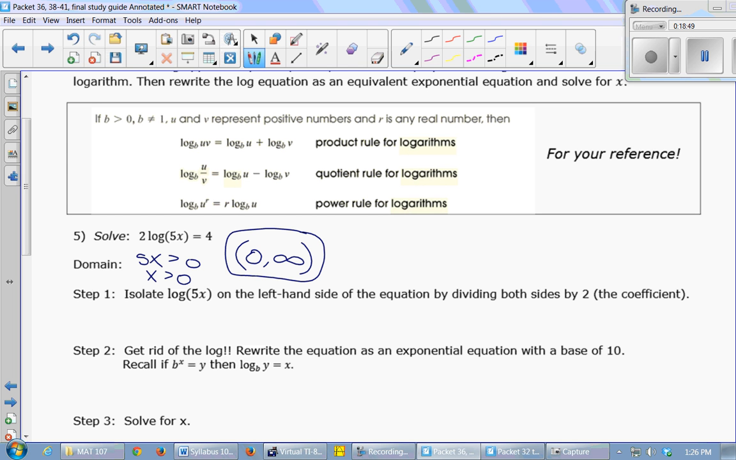So whatever you're taking the log of has to be positive. Similar to a square root, except you can't include 0, right? Whatever is under a square root has to be positive or 0. Whatever you're taking the log of has to be strictly positive.